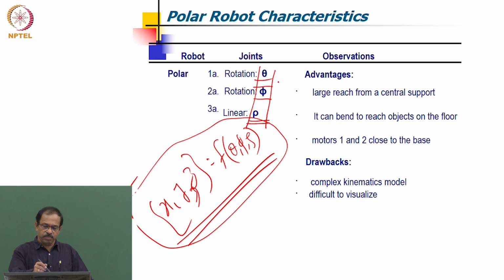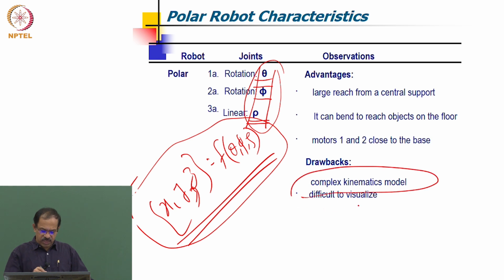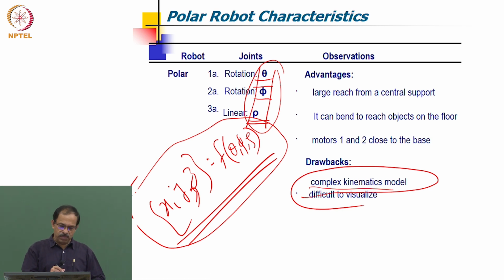We call these the joint parameters, because these are the variables that actually change the position of the wrist. And this relationship is not very straightforward compared to other robots. That's why we call it a little bit of complex kinematics, because you cannot directly tell what will be the XYZ position when you change any one of these. You need to have a proper kinematic model for that.